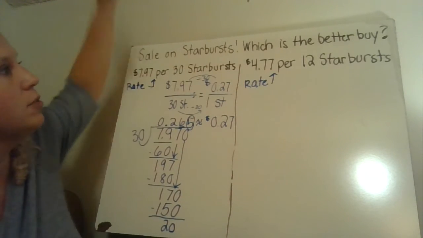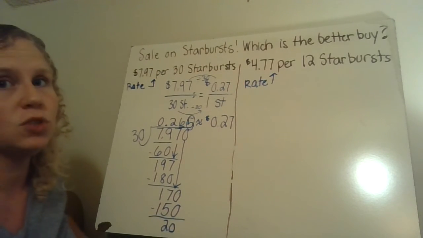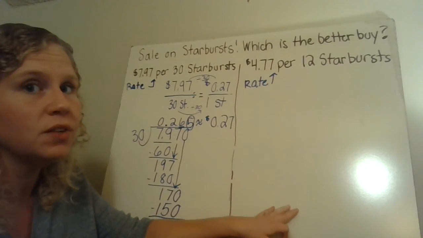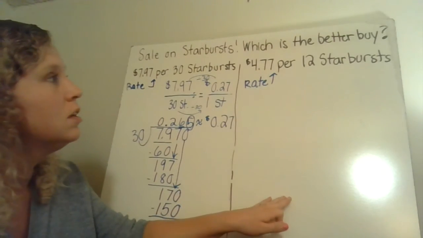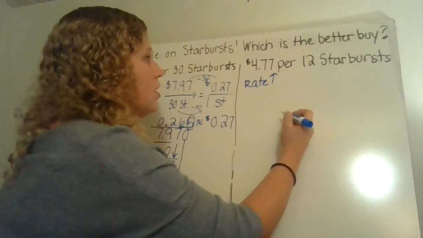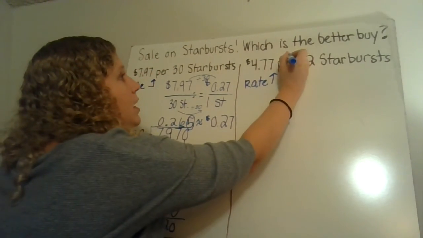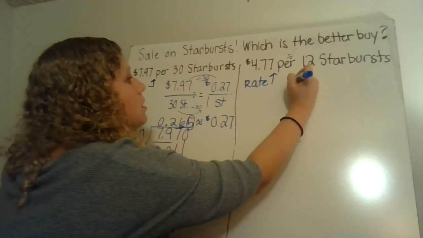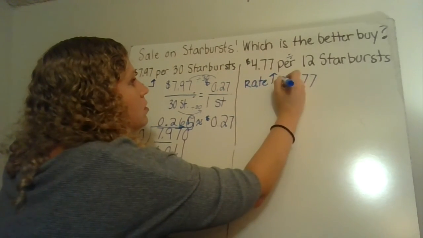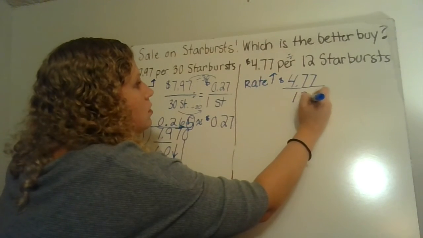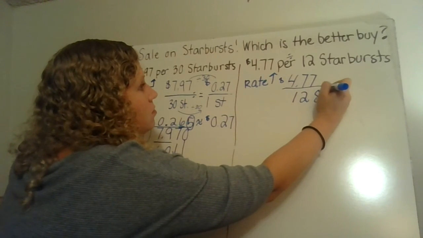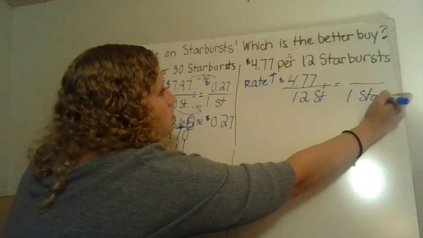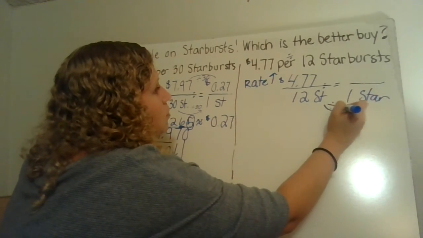On the other side, I have a rate of $4.77 for 12 Starbursts. Why don't you pause the video now and see if you can figure out the unit rate for this ratio. I'm going to go ahead and keep moving on. I know that I'm going to divide $4.77 by 12 Starbursts. Again, if you could set up your ratio. Fraction line means divide. Or you can set it equal to 1 Starburst. And then you'll see you have to divide by 12.